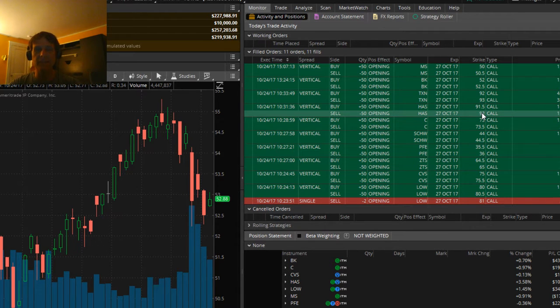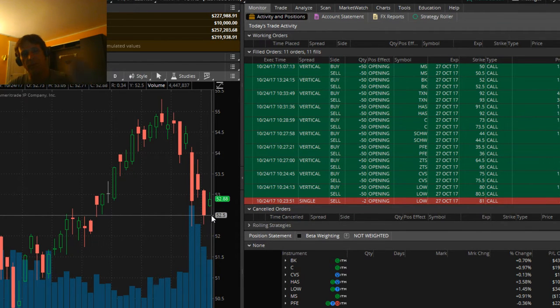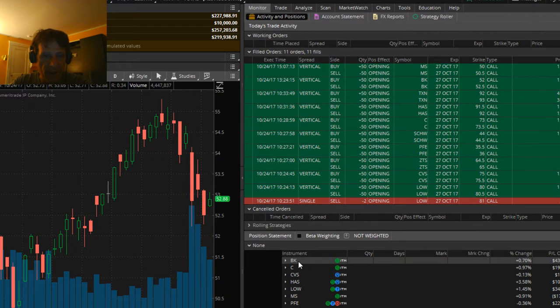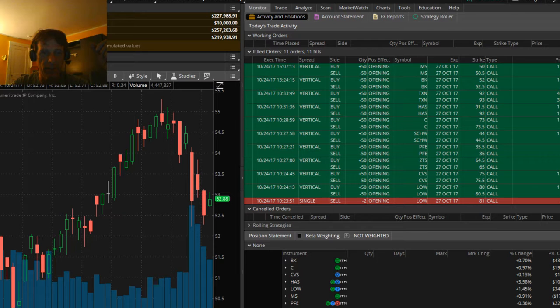But that being said, dividend stocks have a tendency to be predictable and do the same things over and over again. So, BK, as long as she stays above 52.5, which is right here, I'm going to make my 25%. And I don't even have to look at the view trades because it's right here. I'm going to take a picture of this so that I can bring it up every day and show it to people. All right, here we go.